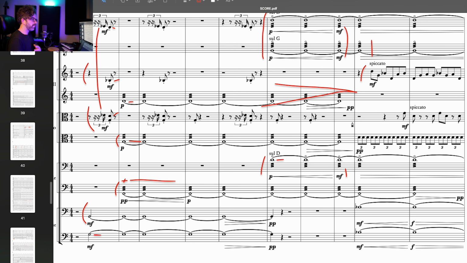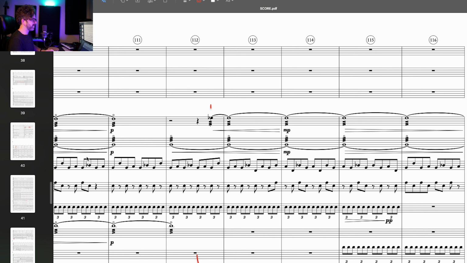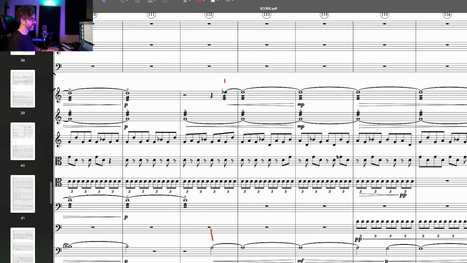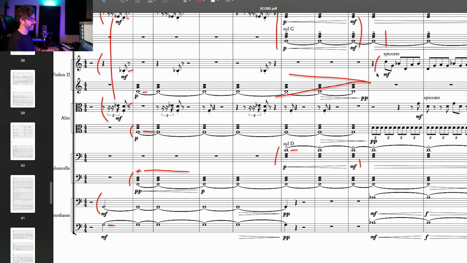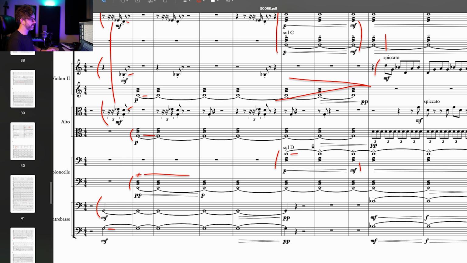Now, when this whole motor starts, it's really much of an ostinato effect. But like you see, it's very volatile. It changes all the time. Let's just listen maybe to these first few bars.